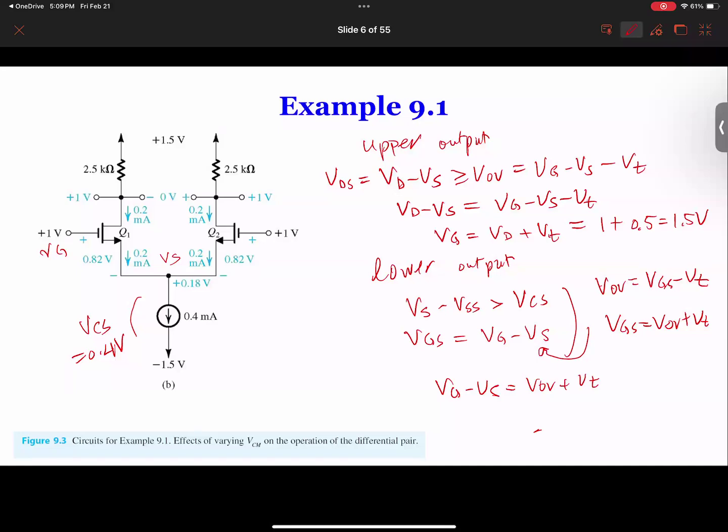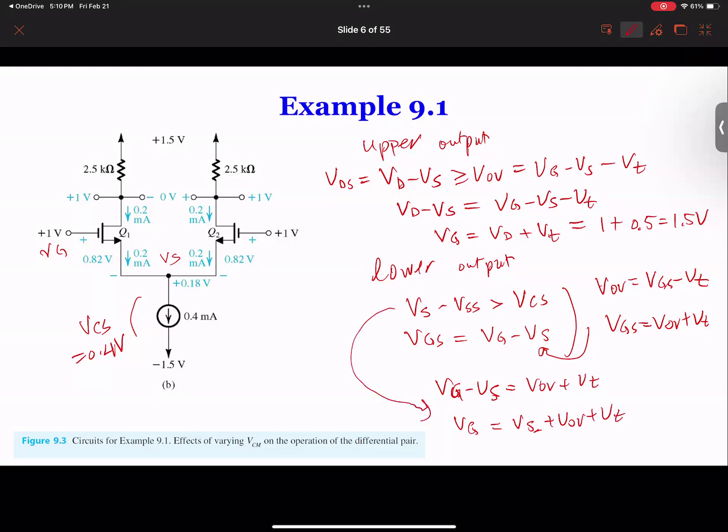Okay, so VSS. So now we have VS here, and we have VG here. So VG is equal to VS plus VOV plus VT. And our VS, we can plug in over here. So we got VG equal to VSS plus VCS, and then plus VOV plus VT. Okay, so finally I got the correct expression. So VG has to be larger than VSS plus VCS plus VOV plus VT.